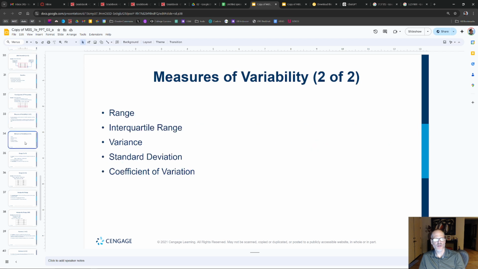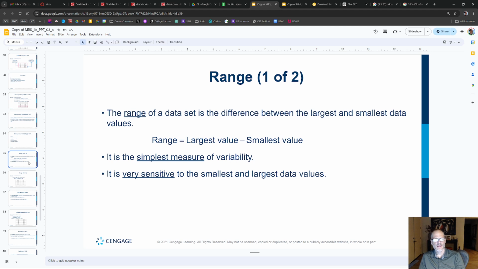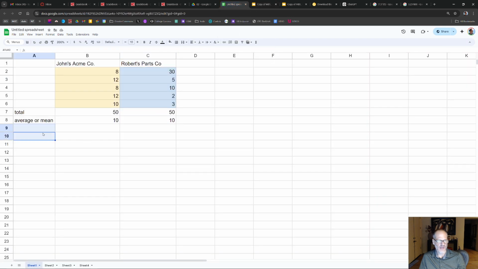And so measures of variability include these: range, interquartile range, variance, standard deviation, coefficient of variation. The range of a data set is the difference between the largest and smallest data values. If we looked at the range of this one, the range is the difference between the biggest and the smallest values. The range here is going to be 12 minus 8, which will be 4, right? So that gives us a sense of variability.